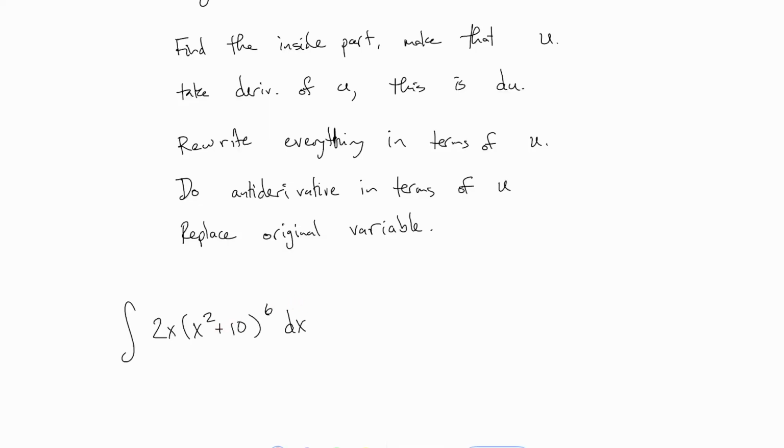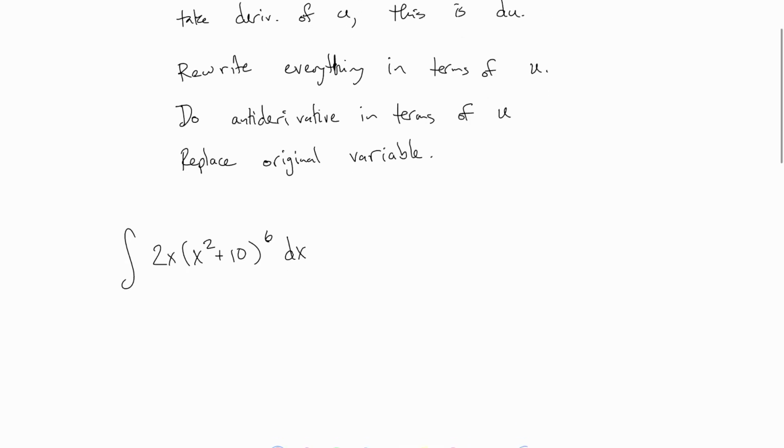So you look at this, you realize, okay, I'm going to have to do something special. I'll do the u-substitution. We choose the u to be the inside of something. In this case, I'm going to choose x squared plus 10 because it's inside of the 6th power. What about the 2x over there? I don't know, really. Hopefully that will take care of itself later on.